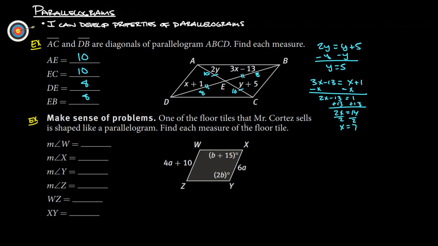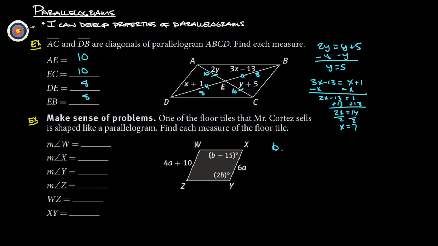Make sense of problems. One of the floor tiles that Mr. Cortez sells is shaped like a parallelogram. Find each measure of the floor tile. So if it's a parallelogram, we know that these opposite sides are equal and opposite angles are equal, and also consecutive angles have to equal 180, so they're supplementary. Okay, so let's maybe figure out the supplementary first.